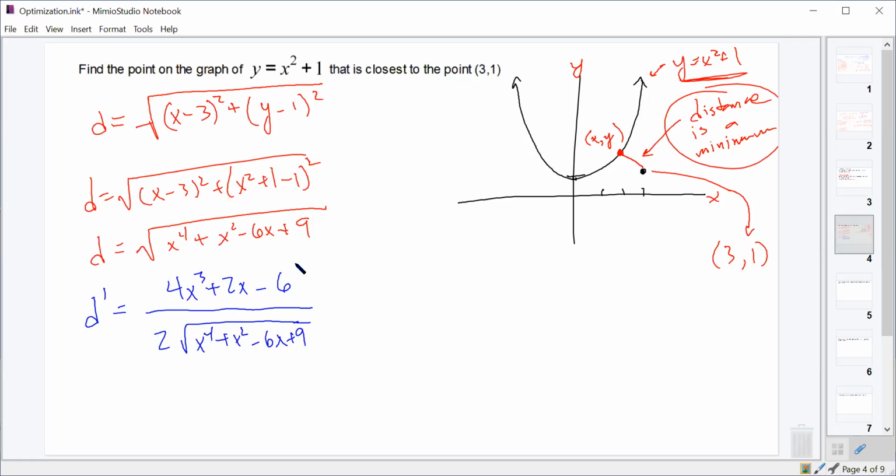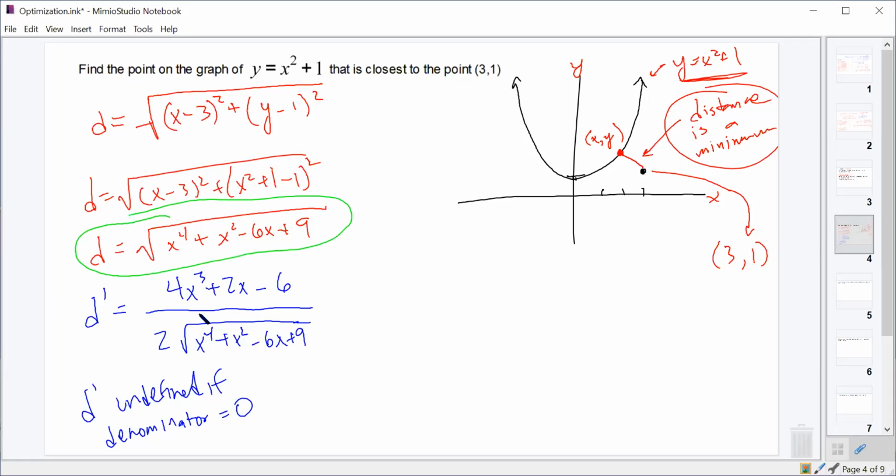So from there, first off, when is it undefined? I'm going to write this down here. D prime is undefined if the denominator equals 0. True? If the denominator equals 0, that 2 doesn't really matter. It's the square root of x to the fourth plus x squared minus 6x plus 9 that would equal 0, right? Which is the same as our original distance function, isn't it?